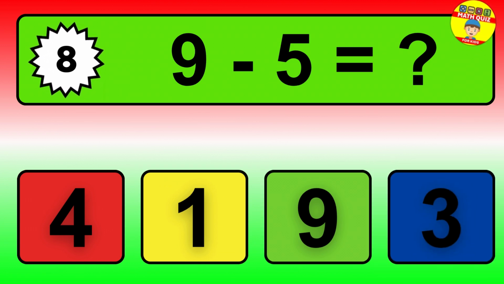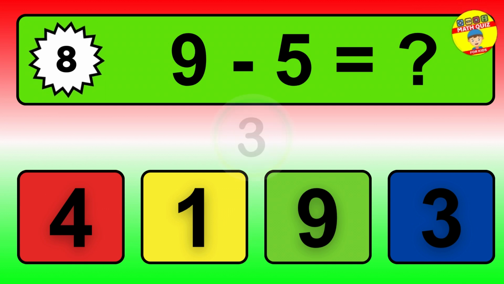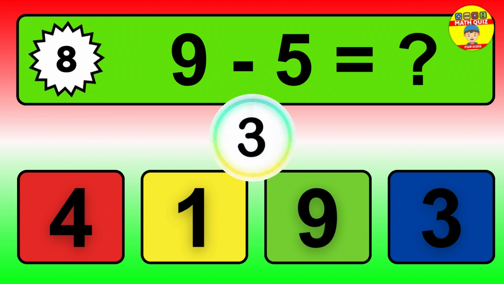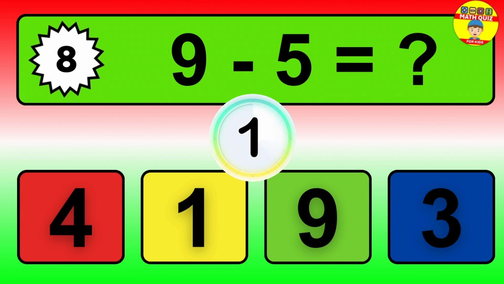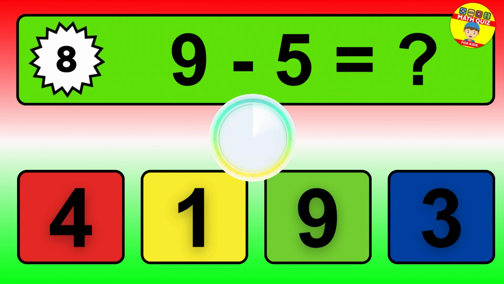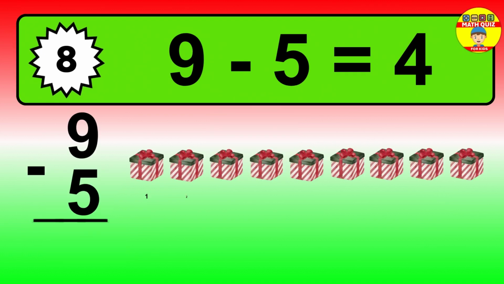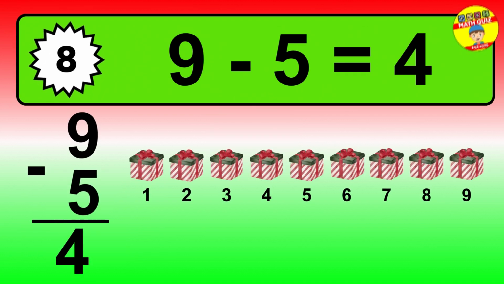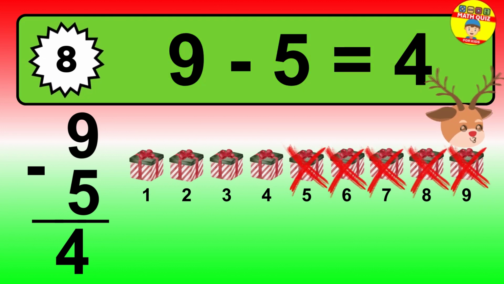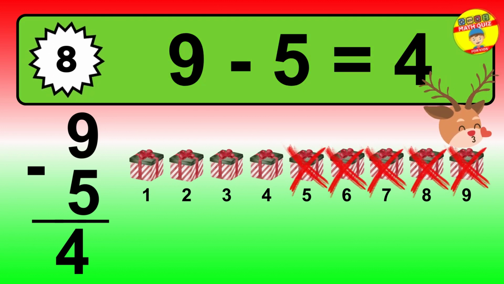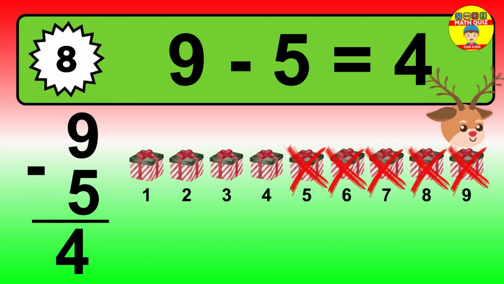Question 8. 9 minus 5 equals what? So the answer is 9 minus 5 is 4. Let's count it. 1, 2, 3, 4.